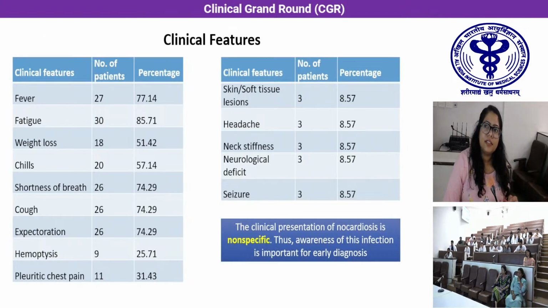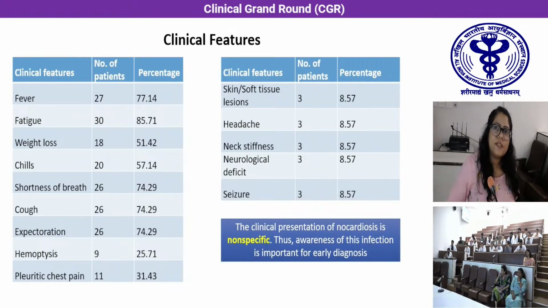As I've said, the clinical features are majorly non-specific. Most patients with pulmonary nocardiosis have presented with fever, weight loss, shortness of breath, and cough with expectoration. So a high index of clinical suspicion is necessary to pick up these cases early.